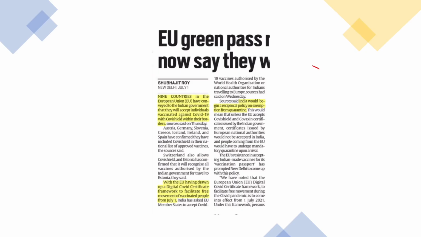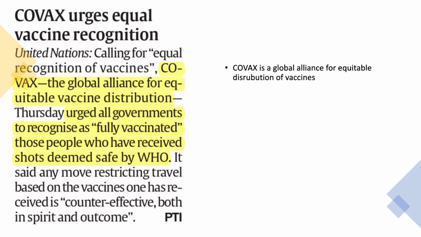The next article is an update that the European Union, or rather 8 countries of the European Union, have allowed Covishield of India as a criteria to issue green pass to travelers. Another article says that COVAX, which is the Global Alliance for Equitable Distribution of Vaccines, has urged equal vaccine recognition.